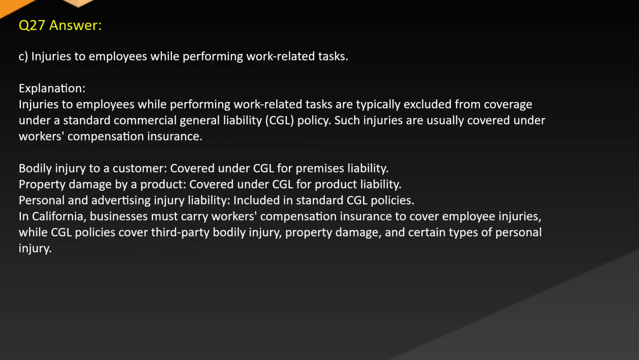Answer. C. Injuries to employees while performing work-related tasks. Explanation. Injuries to employees while performing work-related tasks are typically excluded from coverage under a standard commercial general liability (CGL) policy. Such injuries are usually covered under workers' compensation insurance. Bodily injury to a customer, covered under CGL for premises liability. Property damage by a product, covered under CGL for product liability. Personal and advertising injury liability, included in standard CGL policies. In California, businesses must carry workers' compensation insurance to cover employee injuries, while CGL policies cover third-party bodily injury, property damage, and certain types of personal injury.